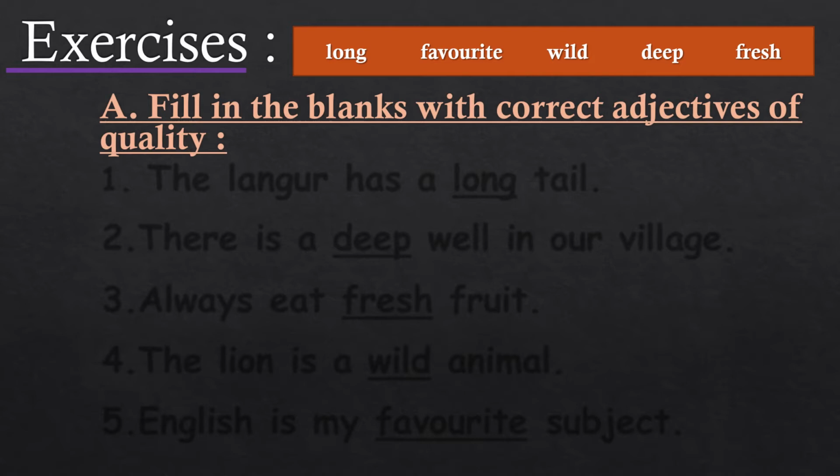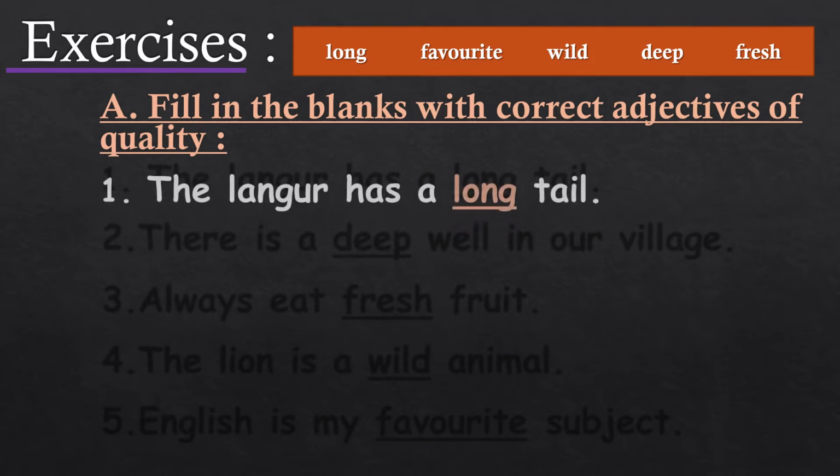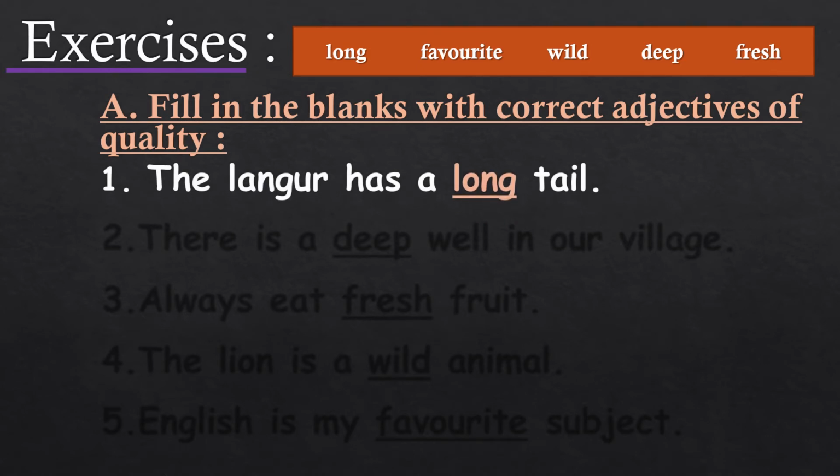Before that, you know that adjectives which tell us of what kind or quality a person or a thing is are called adjectives of quality. Now, let us see the first blank. The first blank we have, the langur has a dash tail. So here we will fill the blank with long. Right? The langur has a long tail.